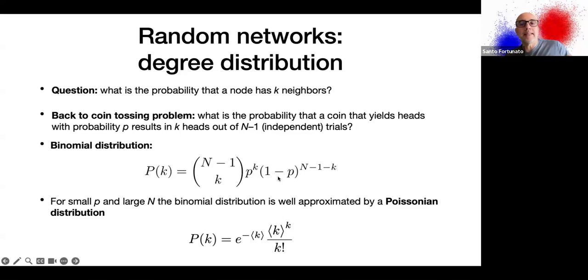So how k heads can be distributed in a sequence of n minus 1 trials. And this is accounted for by this binomial coefficient here. So this is just for those who are more mathematically inclined. I'm not familiar with this, but anyway, we're not going to use this very often.